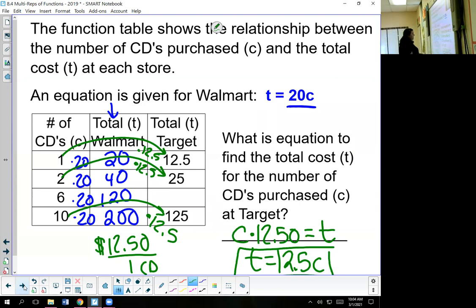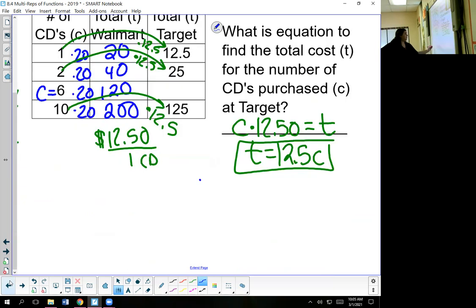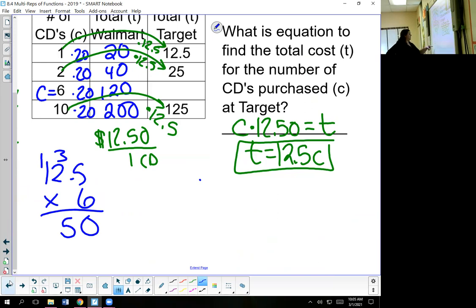Then I will ask you, what is that missing information? So what is the cost of 6 CDs at Target? All you do, again, I'm telling you, C is 6, so you just plug it into your equation. So you just do 12.5 times 6, 30, 15, 6, 7. Decimal over, $75. There you go. So again, following a rule, reading it, filling it out.